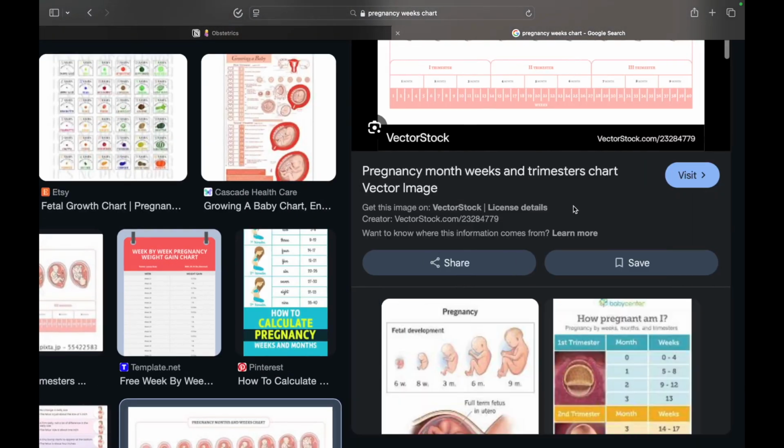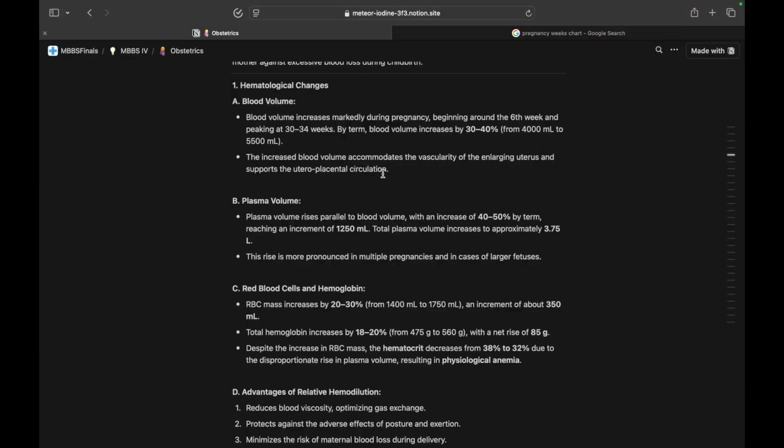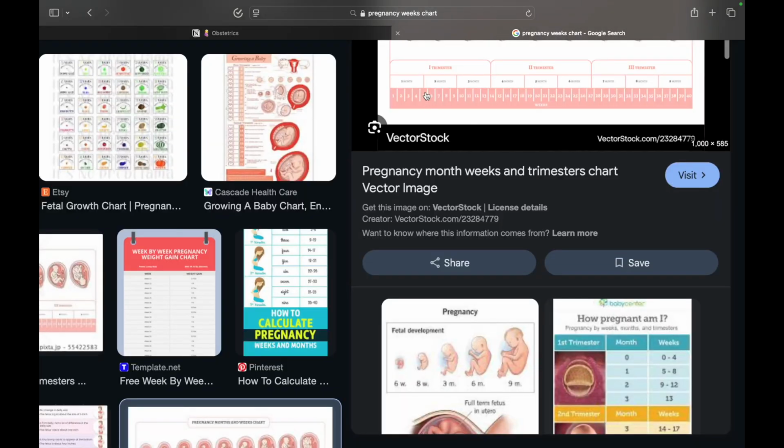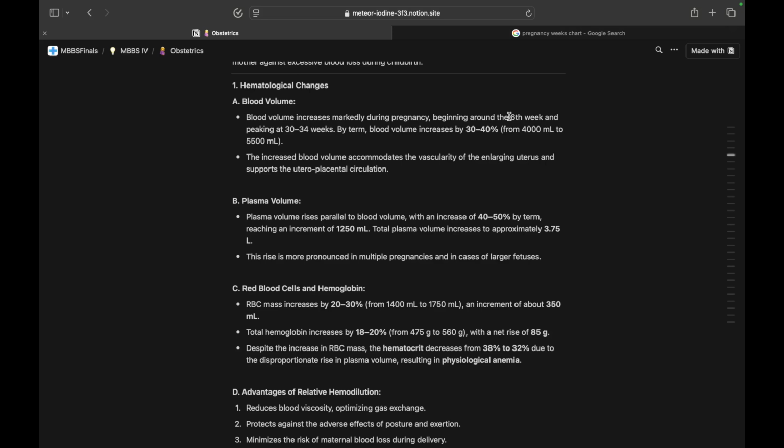So over here you can see it starts around 6 weeks and peaks at around 30 to 34 weeks. So it starts from 6 weeks here and increases till here. 30 to 34 weeks is almost the third trimester, so it keeps increasing. By term, blood volume increases by 30 to 40%. So remove the 3 and add 1, 0.